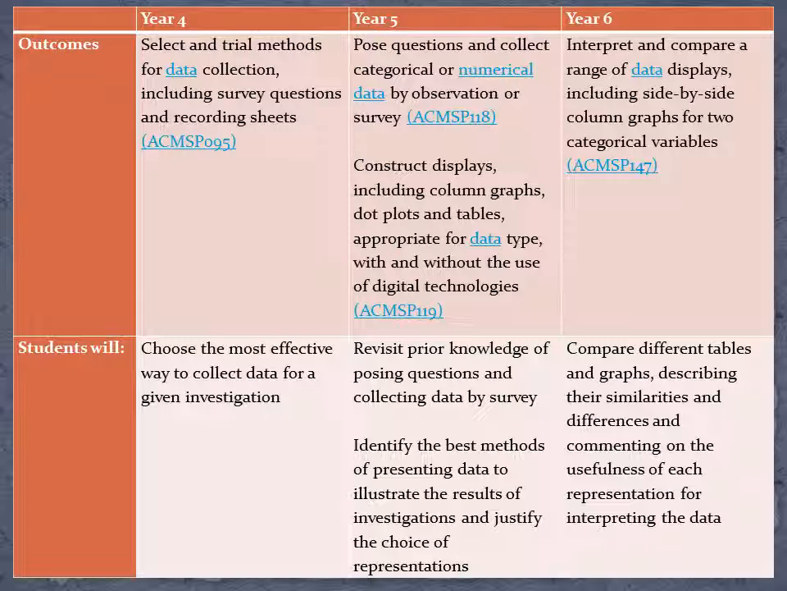Outcomes for students in Year 6 will be of a higher order thinking level, where they are interpreting and comparing a range of data displays, including side-by-side column graphs for 2 categorical variables. Students will compare different tables and graphs, describing their similarities and differences, and comment on the usefulness of each representation for interpreting the data. Overall, outcomes extend to a high level of knowledge and skills being promoted from year to year.